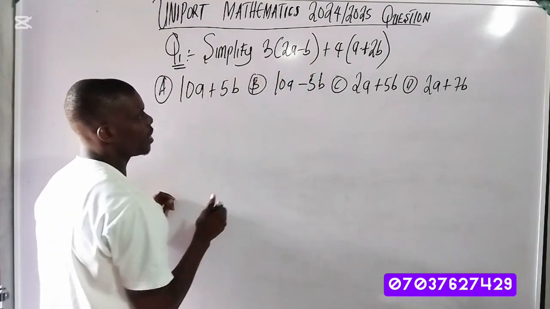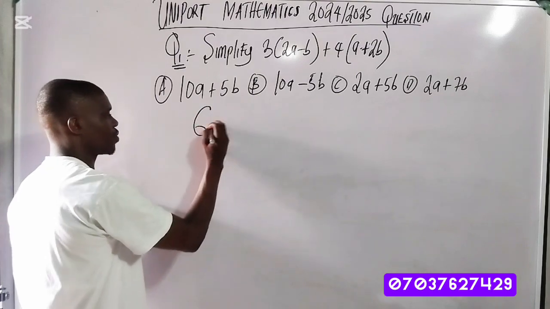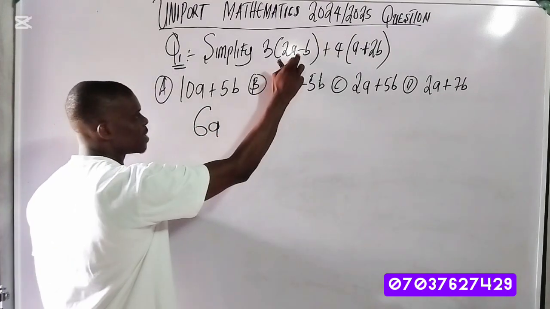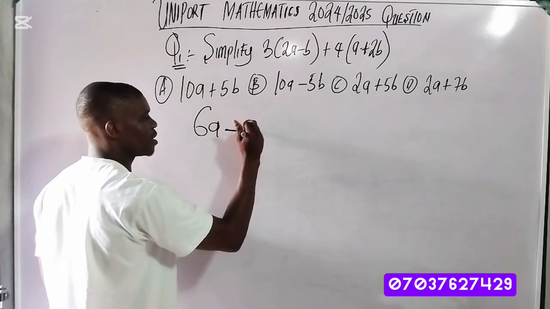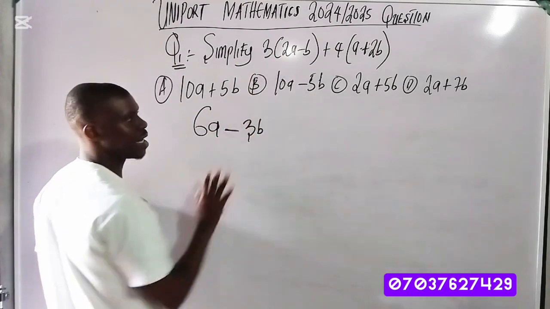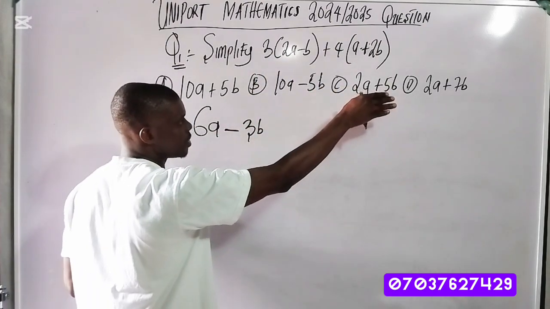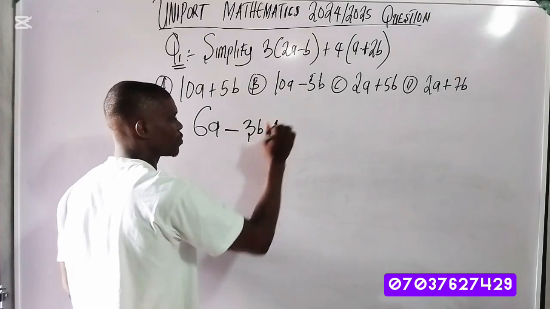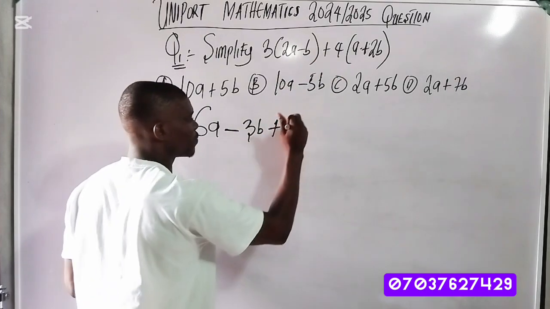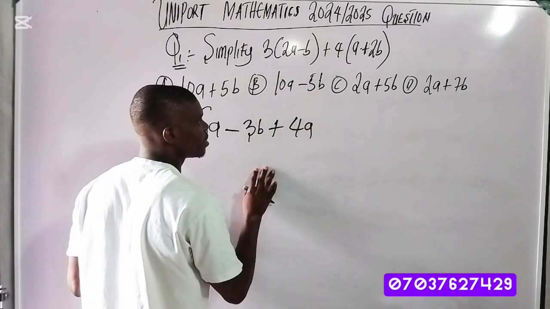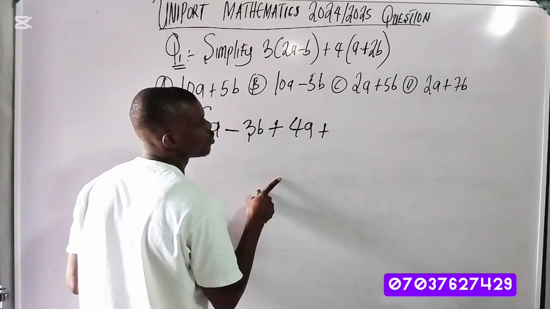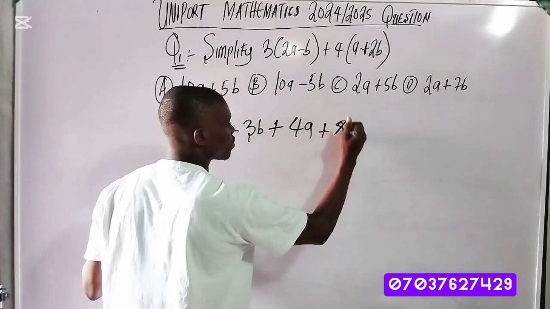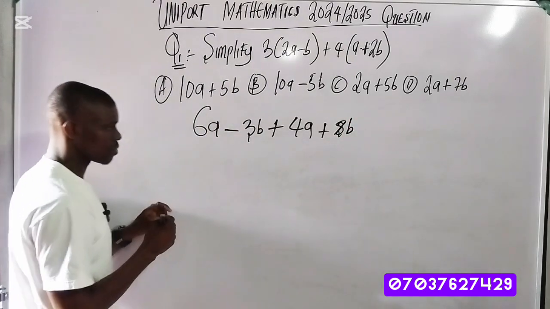3 times 2a is 6a. Now remember there's a minus here, so put the minus. 3 times b is 3b. So we are done with this part. Moving over to the next one, here we have plus. 4 times a is 4a. Remember here is plus. 4 times 2b is 8b.